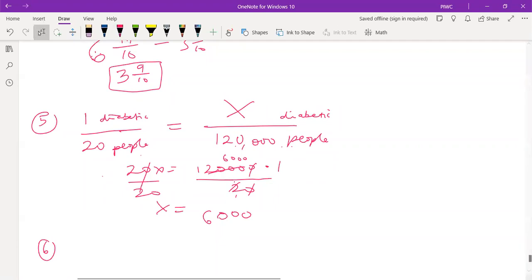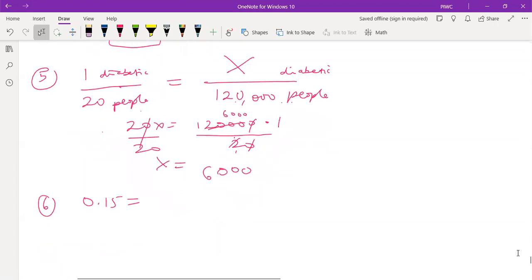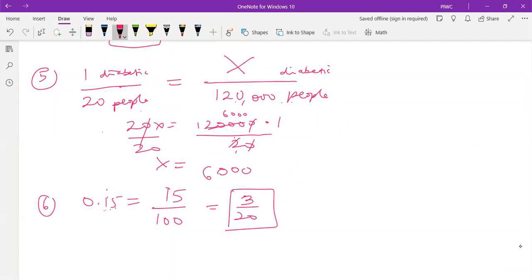Okay, number 6. Number 6 should be easy. 0.15. We want to write this as a fraction. So what should I do here? So here you have two decimal places, right? Two decimal places means out of 100 parts. So this is the 10th column, the 100th column. So it's 15 out of 100, two zeros, two decimal places. And then you can reduce this to lower terms. 5 can go into 15 three times, and 5 into 100 would be 20. So it's 3/20. Okay. So that's 15 out of 100.